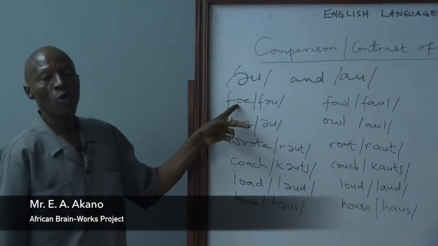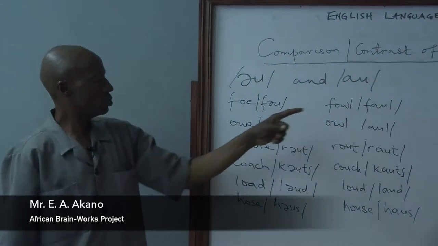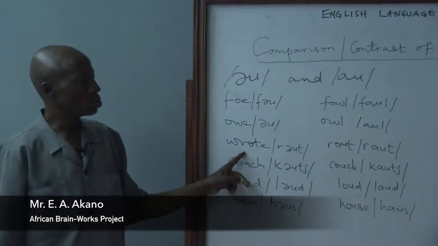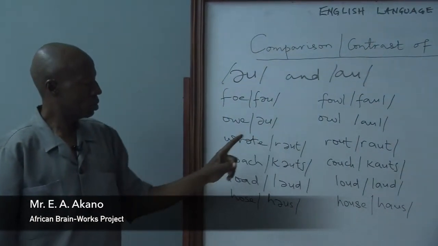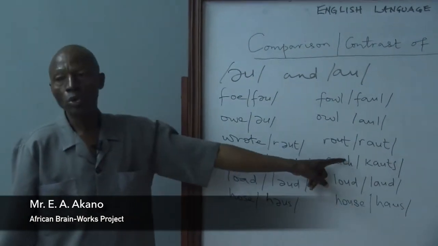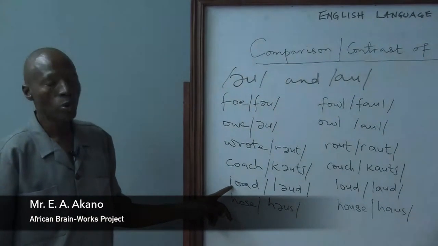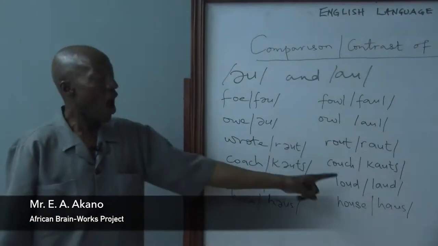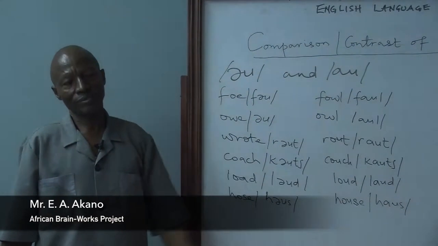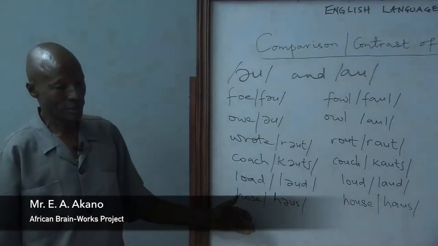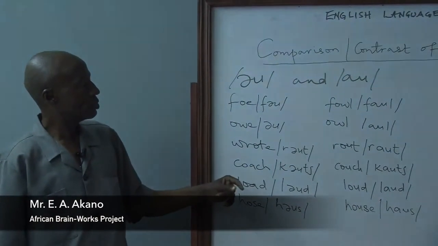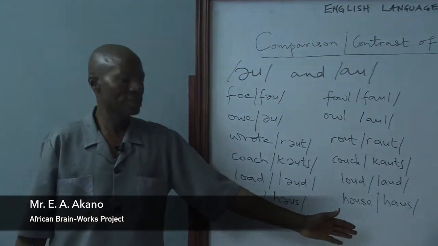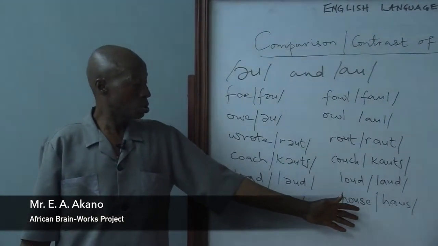The two vowel sounds we are comparing now are O and AU. For instance, you have phone, foul, road, route, coach, couch, load, loud, hose, house. There are other words that can also be found belonging to O, and there are some that belong to AU.